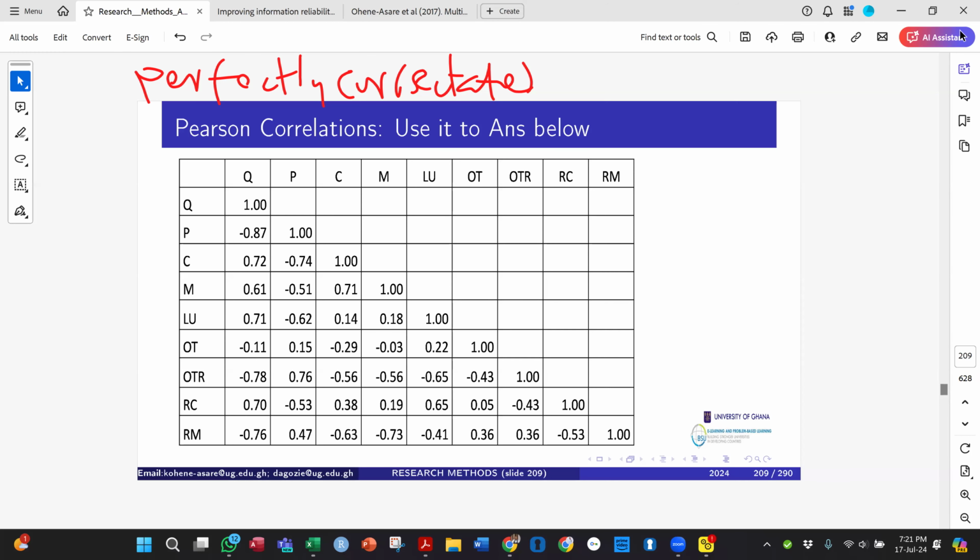Quantity and quantity. Yes. Price and price. The way you write it is this: price and price, and then we put the value there. Please don't use the and symbol. Use the actual A and B. So you have price and price, Q and Q, C and C, M and M. And please note this: perfectly correlated doesn't mean that it is highly correlated. Highly correlated can be 0.99, but perfectly correlated is 1. Note.